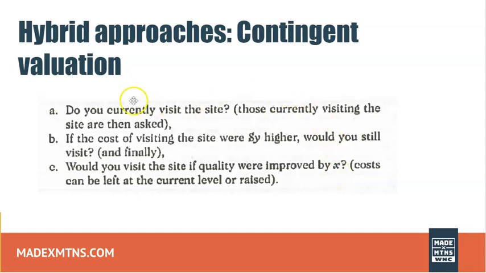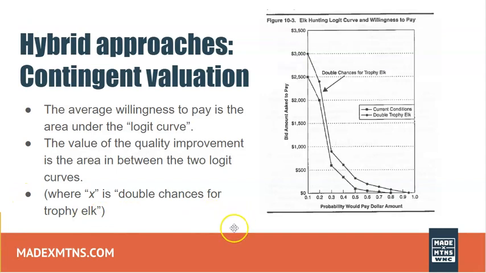And then going back to question A, for people who do not visit the site, you could ask question C, would you visit the site if quality were improved by X? And there's all sorts of variations in these three questions that you could use. Okay, and so the type of data that you get allows you to estimate this second logit curve that we talked about in the last video.